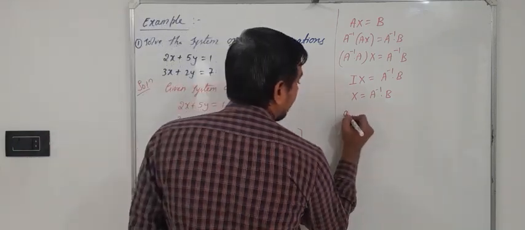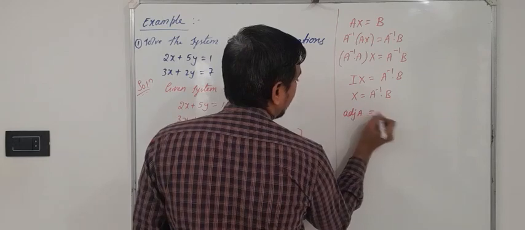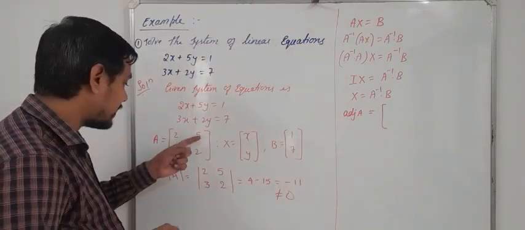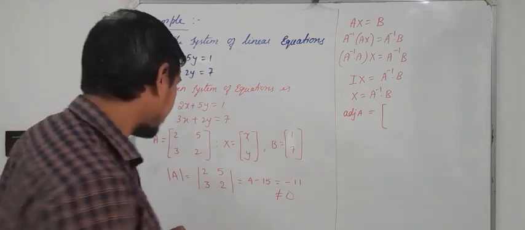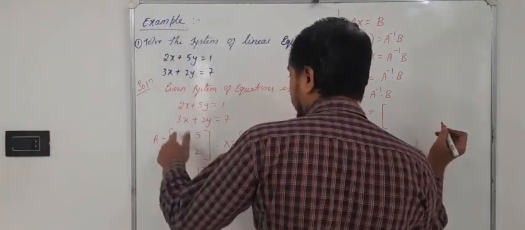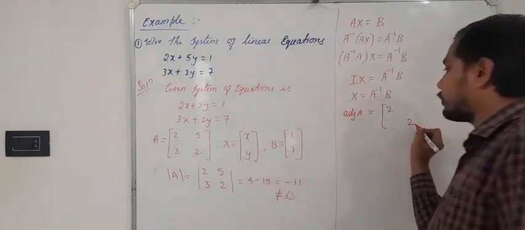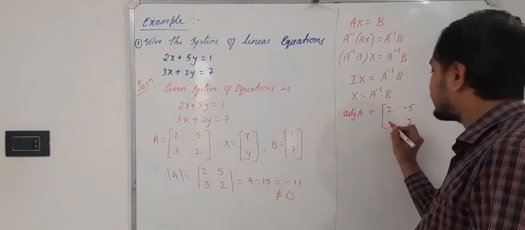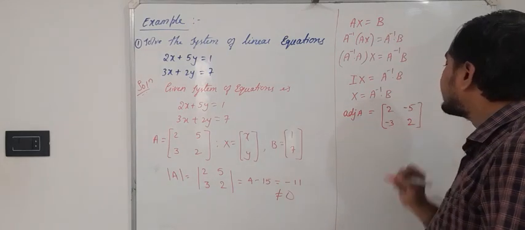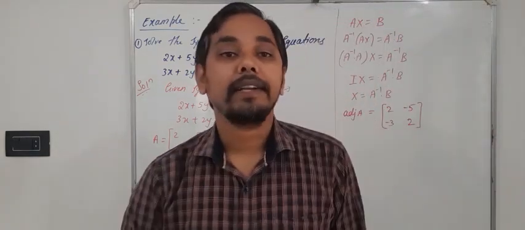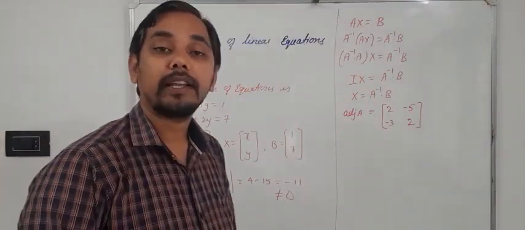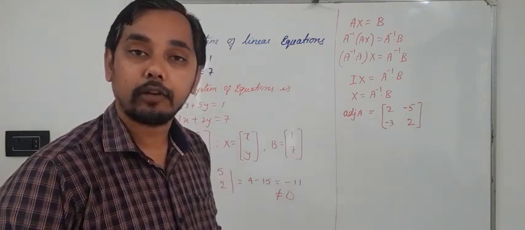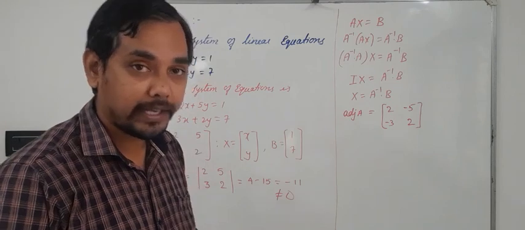So adjoint A you can get directly by interchanging the principal diagonal elements and reversing the sign of the remaining elements. So this 2 will come here, so this will be 2, this also will be 2. Why? Because both the elements are 2 there. So this becomes minus 5, this becomes minus 3, right? So this is adjoint A, right? Adjoint A is obtained directly by interchanging the principal diagonal elements and reversing the sign of the other elements.